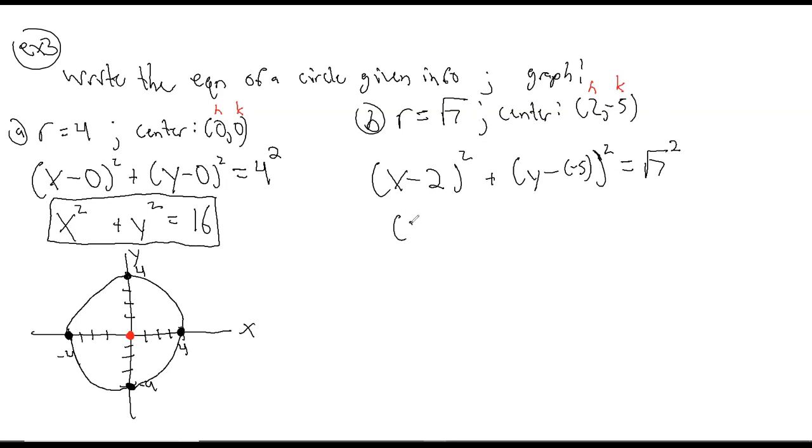There are 2 things we can do with this. The x minus 2 squared we can't do anything with, but we can fix that double negative to a y plus 5 squared, and the square root and square on the right cancel to just give us a 7.